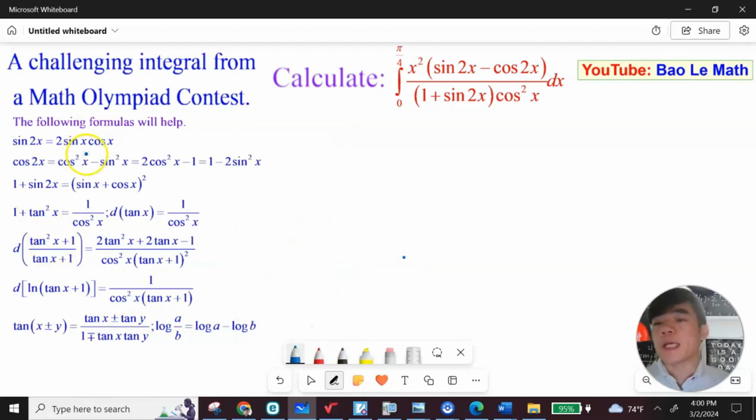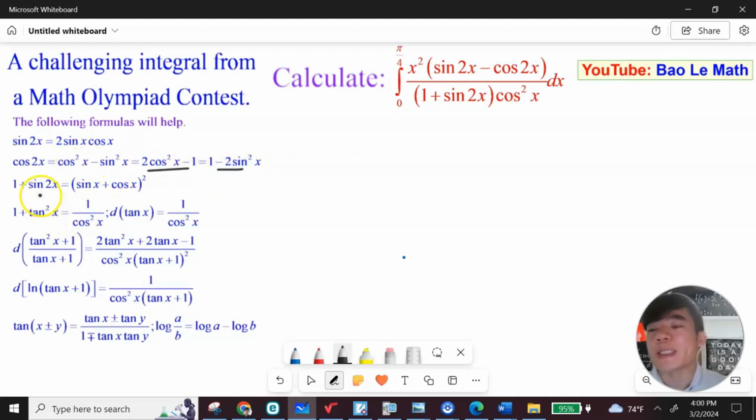The first one is the double angle formula. Sine 2x equals 2 sine x cosine x. Now cosine 2x equals cosine square of x minus sine square of x. If I replace sine square of x with 1 minus cosine square of x, I get this formula. And similarly, if I replace cosine square of x with 1 minus sine square of x, I get this formula.